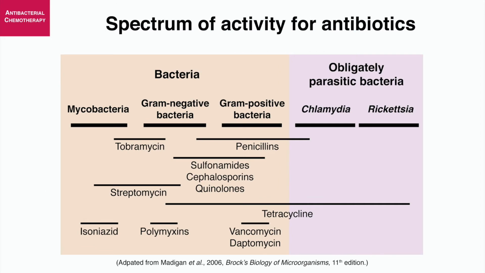Here is an overview of the spectrum of activity for a selection of antibiotic families. Note that some antibiotics, such as tetracyclines, have a broad spectrum of activity, while others, such as vancomycin, have a quite narrow spectrum of activity. Also note that some bacterial groups, for example the mycobacteria, are only susceptible to a limited number of antibiotics.